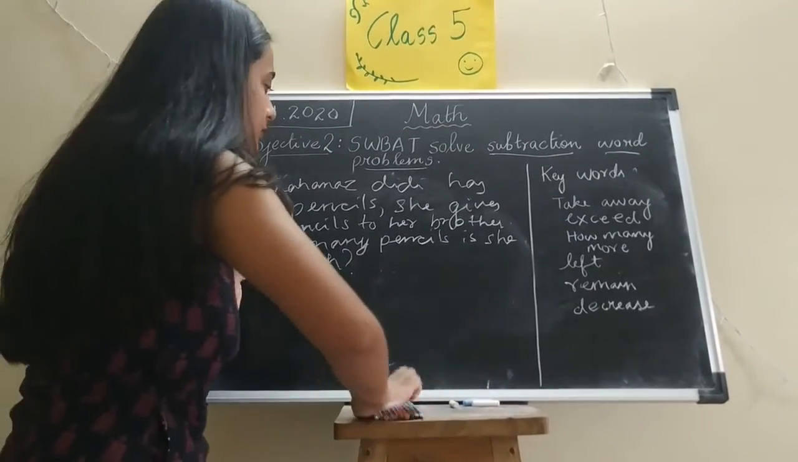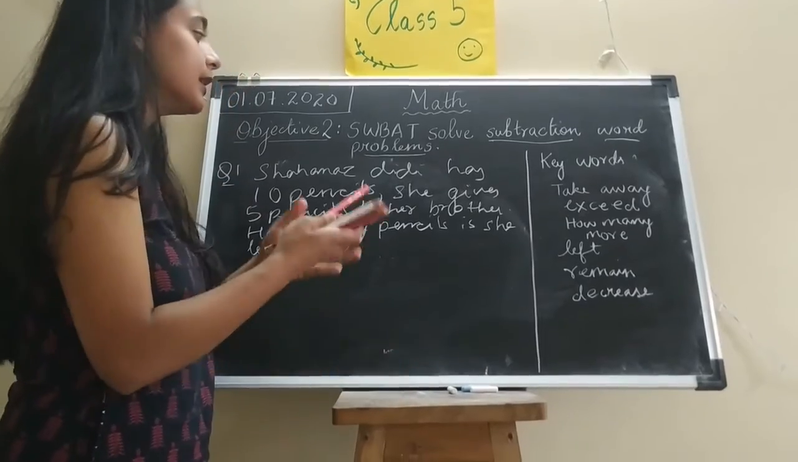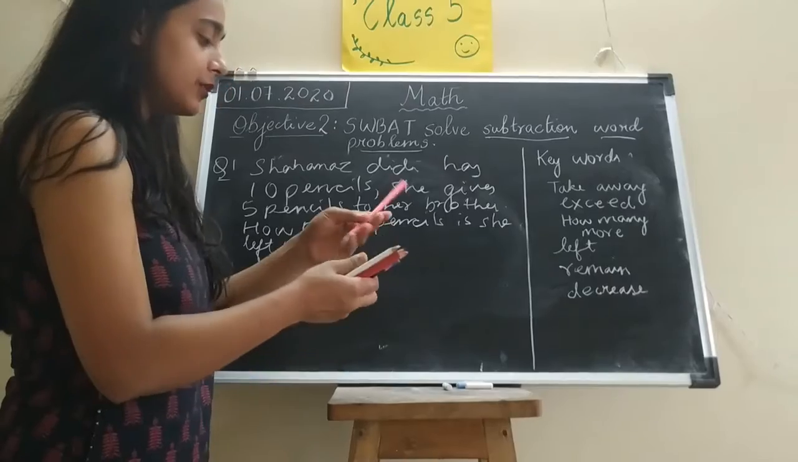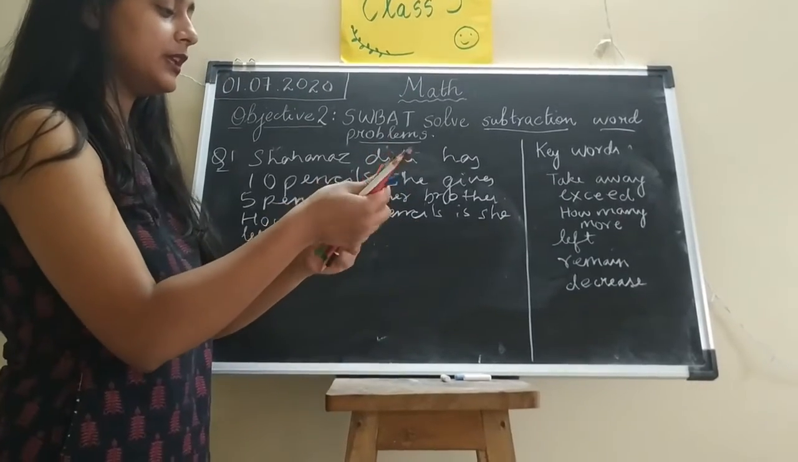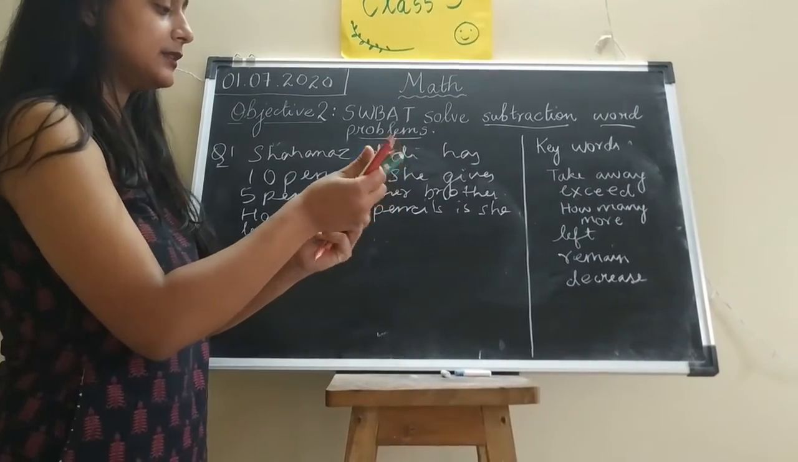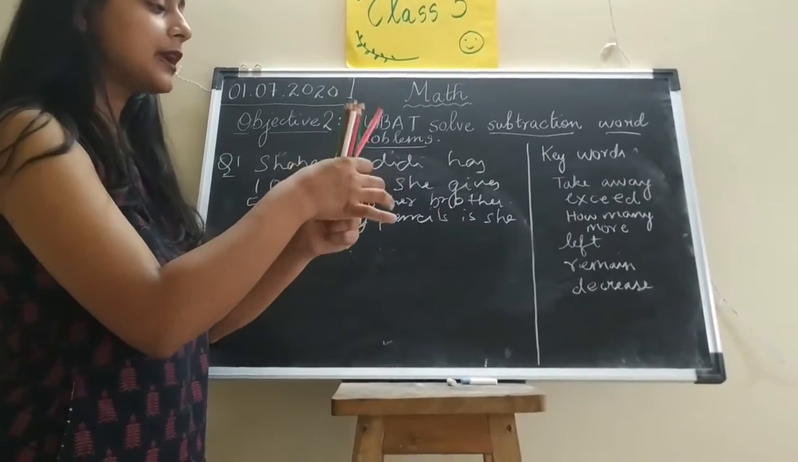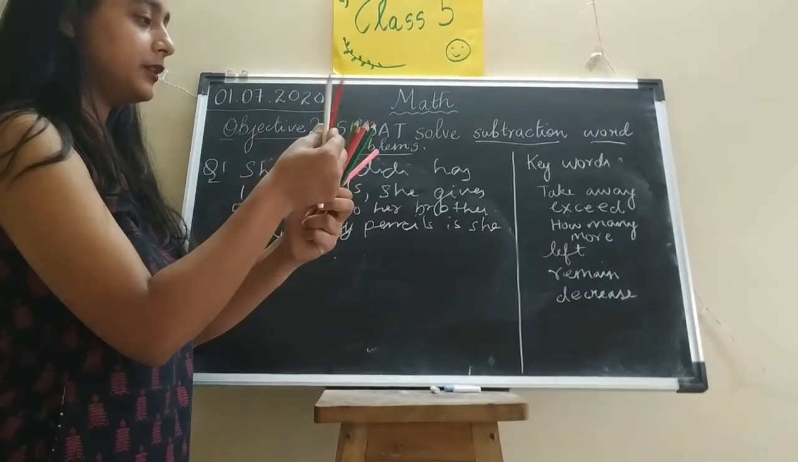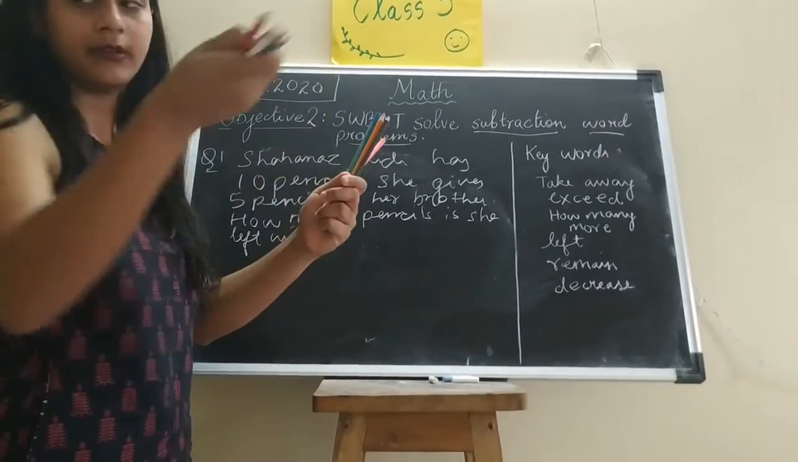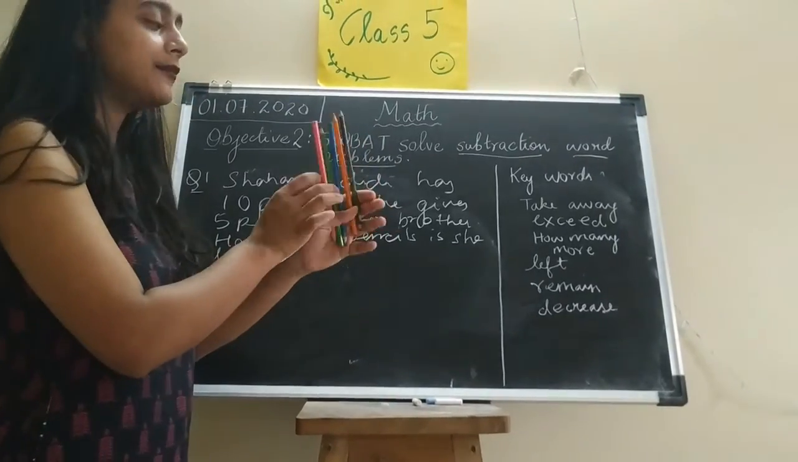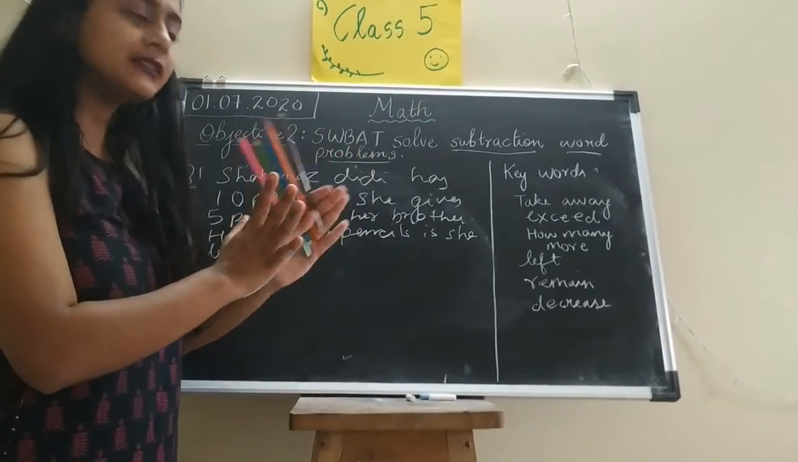Okay, but we will also see in terms of pencils. So, Shehnaz Didi has 10 pencils, right? So here you have 1, 2, 3, 4, 5, 6, 7, 8, 9, 10. I have 10 pencils. I will give 5 to my brother. 1, 2, 3, 4, 5. Right? I am keeping these for my brother here. So how many do I have left? I have 5. Right? This is very simple.